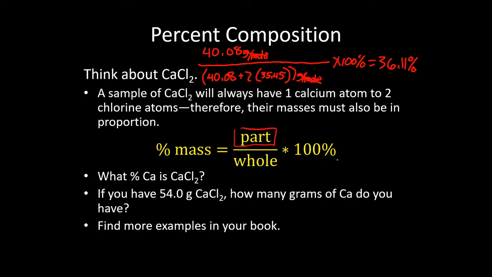So if, for example, we had exactly 100 grams of calcium chloride, we would have 36.11 grams of calcium in that sample. But we don't need to have those nice round numbers. We can do it with other numbers as well. So for example here, if you have 54 grams of calcium chloride, how many grams of calcium do you have?